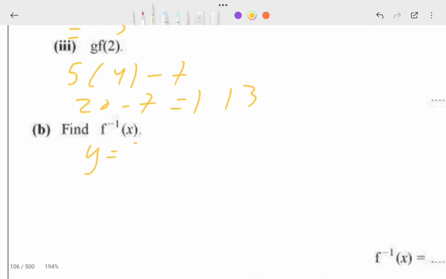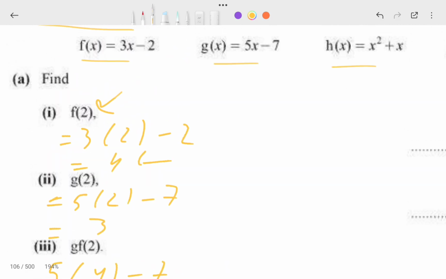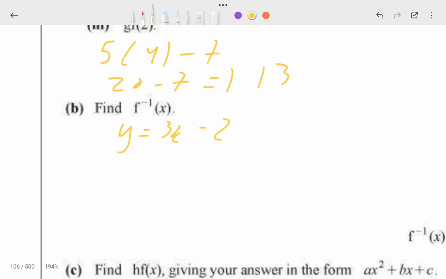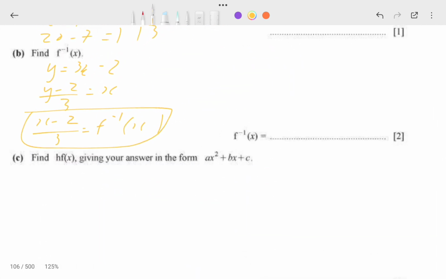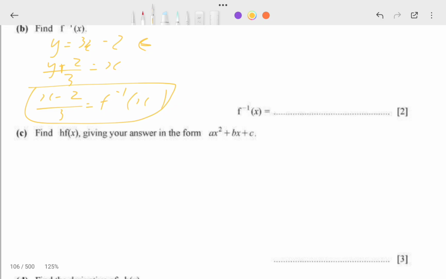So y is equal to 3x minus 2. Let's make x the subject. Now we will replace y with x, f inverse of x, our answer. Okay, so I did make one mistake. This will be y plus 2, because over here it is minus 2, then moving to the left side it will be plus 2.